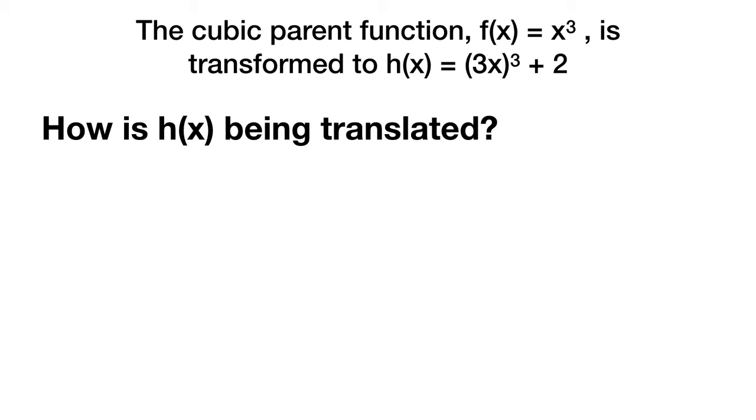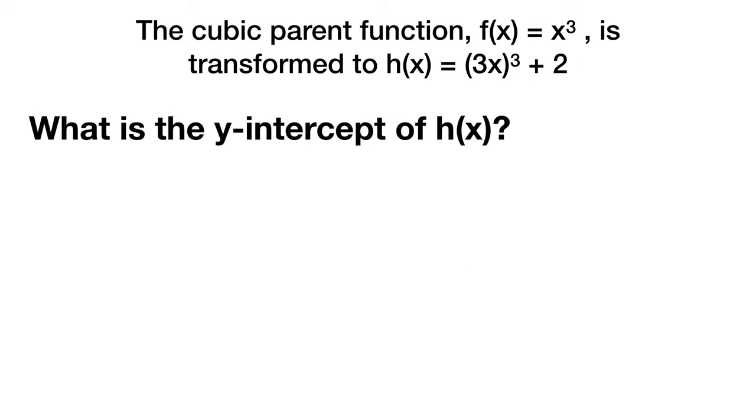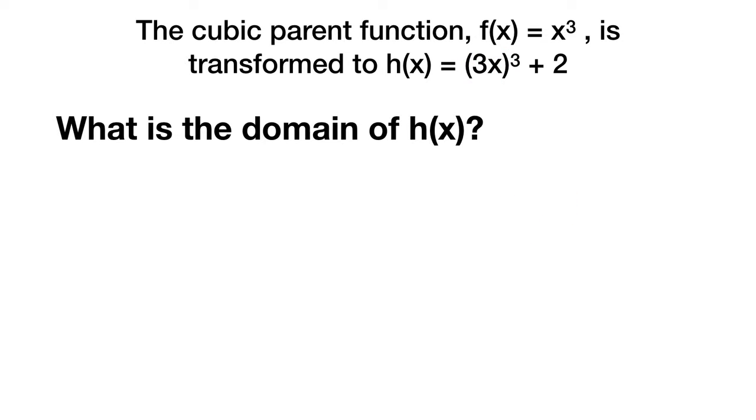So how is x being translated? The translation is just the plus 2, which is a vertical shift up 2. Now, what is the y-intercept of h of x? Well, let's see. If I make x 0, this part cancels out, leaving us just y equals 2. What is the domain of h of x? Negative infinity to infinity.